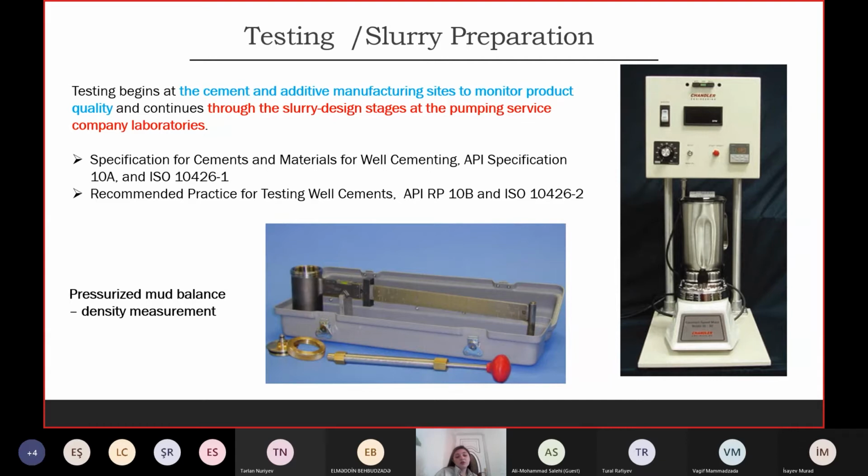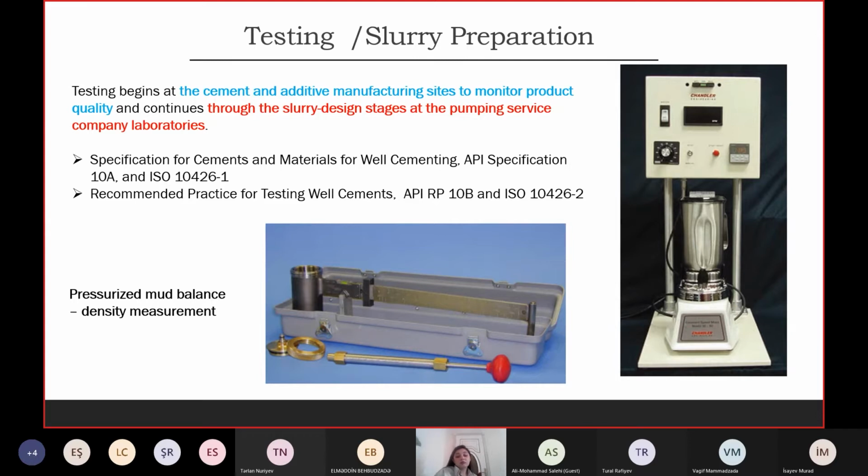This is the first lab stage, and then this cement comes to, let's say, the company I'm working for, okay? From the manufacturer in the US, from any cement plant, lab testing started as a quality measurement, which is covered in API 10A and the ISO standard.